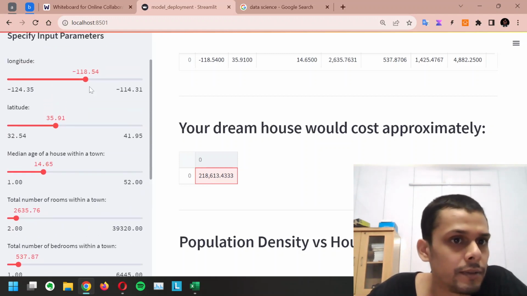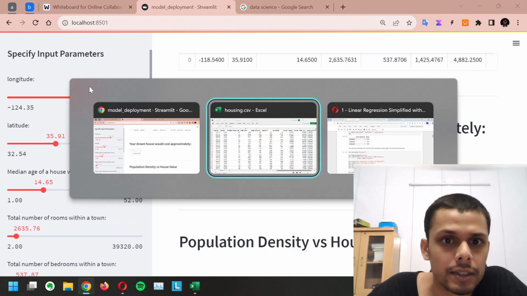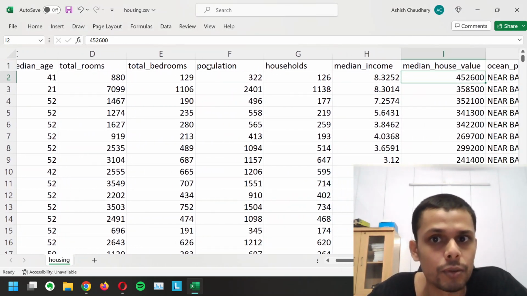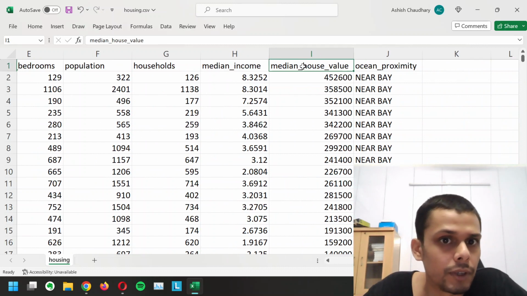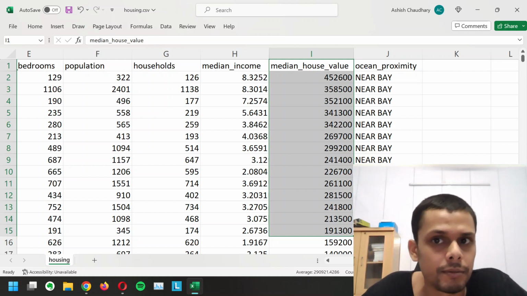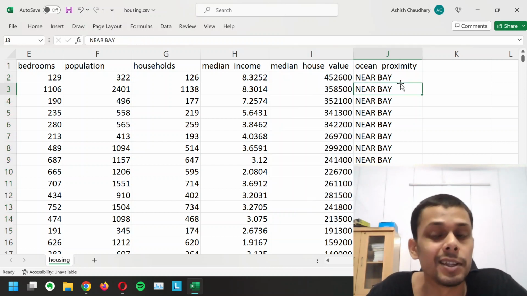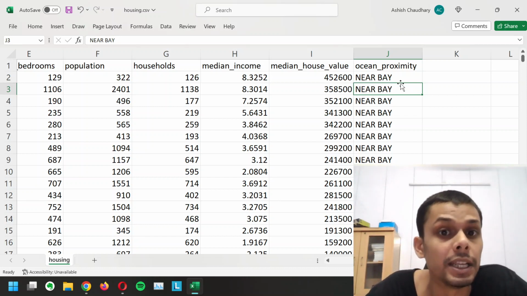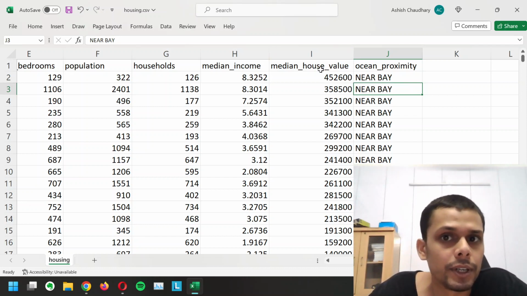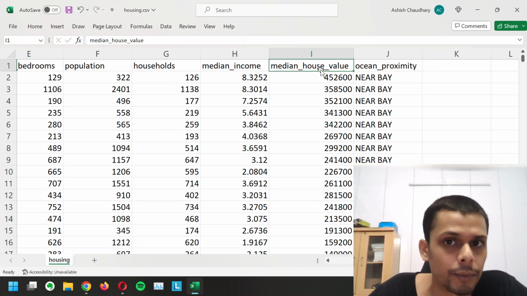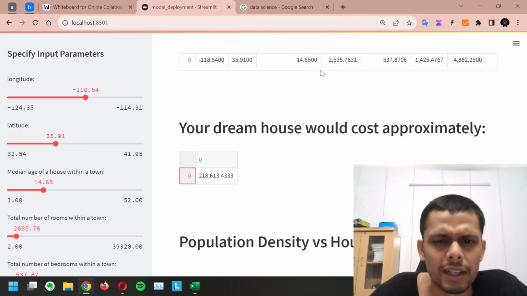As you can see, these are the features, the same as in the data itself: latitude, longitude, housing age, total rooms, and so on. And this is our target variable. What we are going to do is predict median house value based on all the other features, like if that particular town is near the bay, near the ocean, or if it's an island or mainland, and based on all those features we're going to predict the house value of that town, the median house value, more or less the average of it.